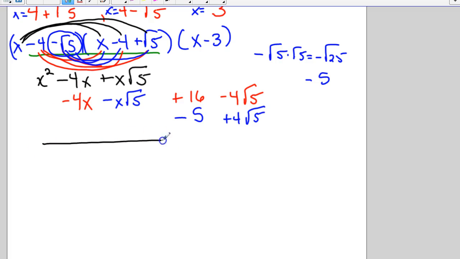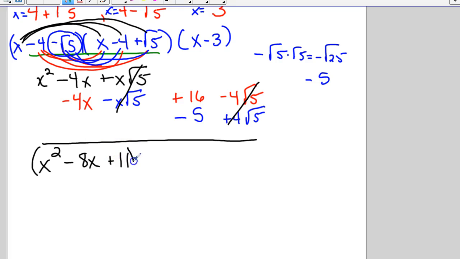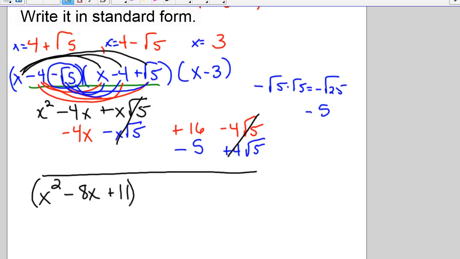Now I'm going to come through and I'm going to add everything up. I've got an x squared. I've got a minus 8x. Those guys go to 0. 16 minus 5 is the number 11. And those guys go to 0. So that's the quadratic that results from multiplying those irrational roots together.